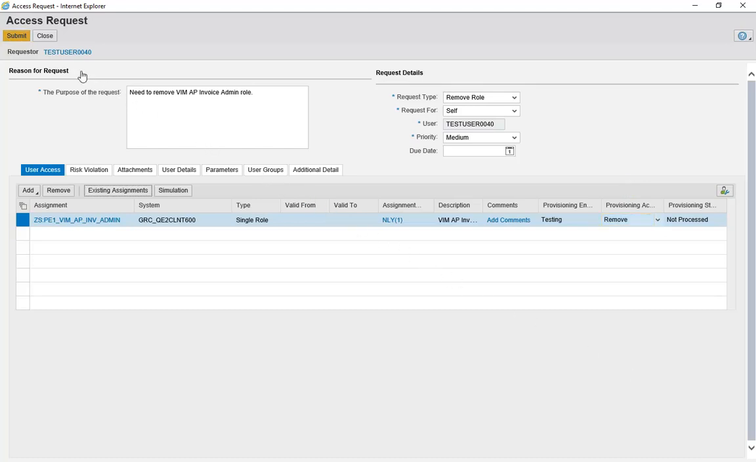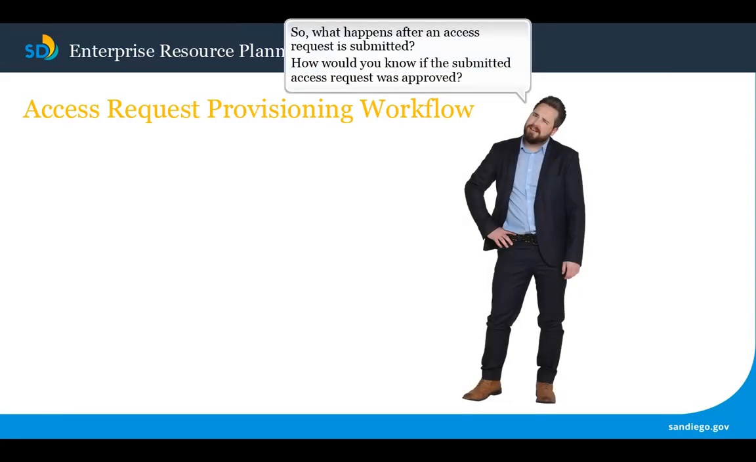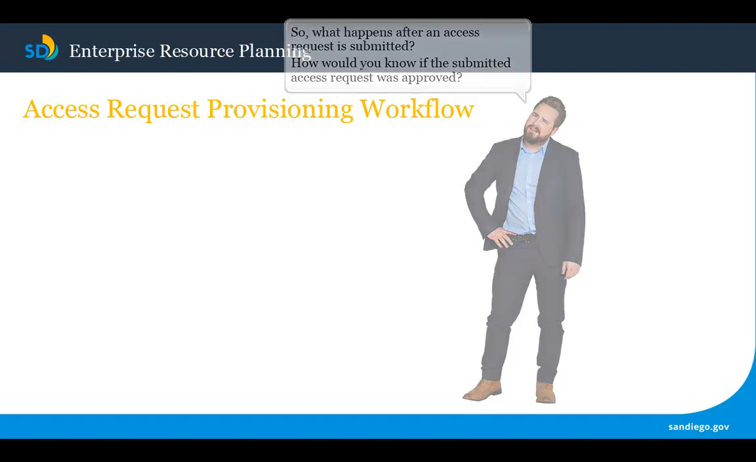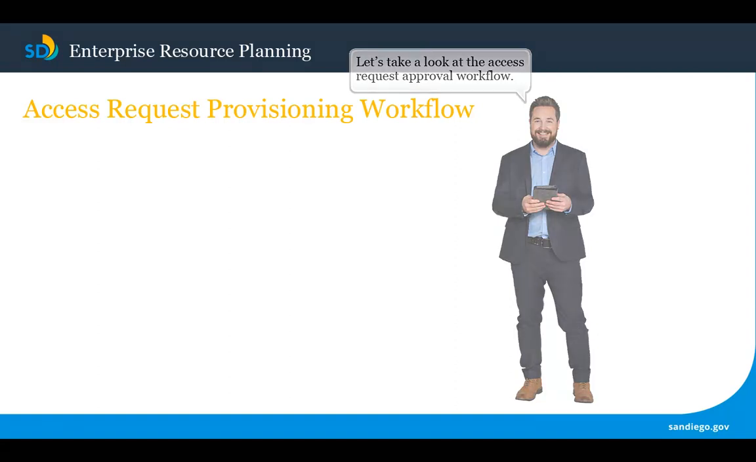to submit your request. A system-generated message will state that the request was submitted successfully. Click Close to end the SAP Access request to remove a role. So, what happens after an access request is submitted? How would you know if the submitted access request was approved? Let's take a look at the access request approval workflow.